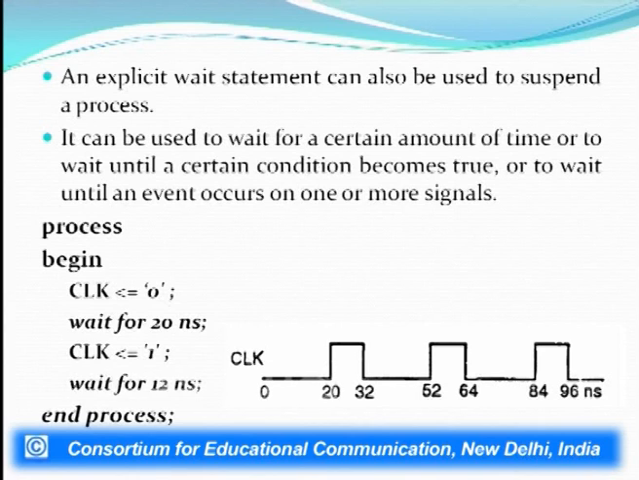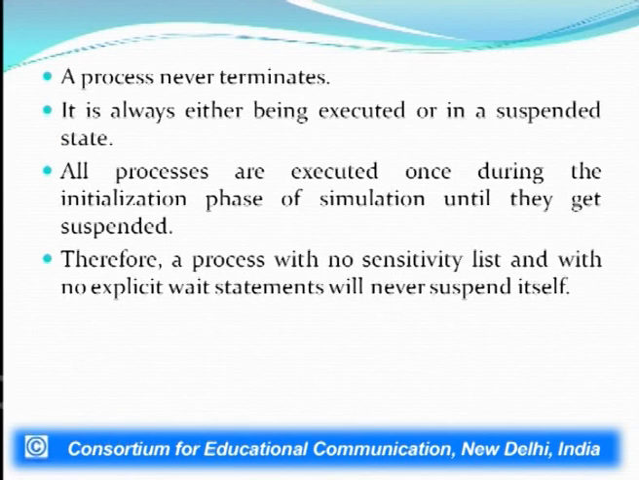We don't do anything else. As can be seen in the output, initially from 0 to 20 the clock stays 0. Then after 20 nanoseconds, the next executed statement is clock is 1, and we wait for 12 nanoseconds and then end process. So this particular clock signal will go on getting generated with an off period of 20 nanoseconds, an on period of 12 nanoseconds, again followed by an off period of 20 nanoseconds and so on. So a process without a sensitivity list is also possible provided that we have given a wait statement in the process description. Now a few points about the process. A process never terminates. It is always either being executed or is in a temporarily suspended state.